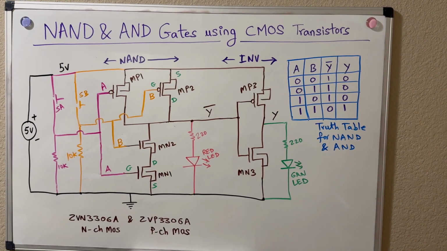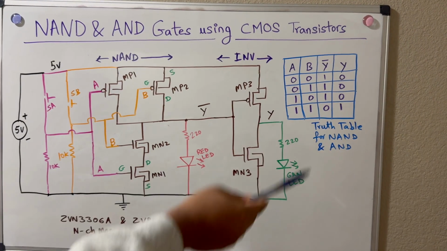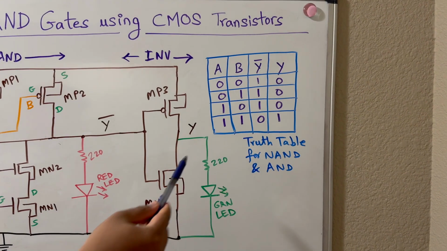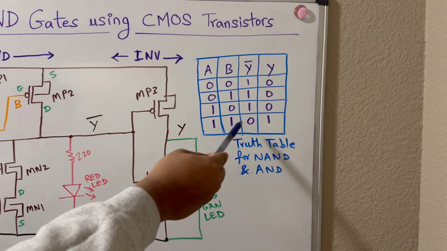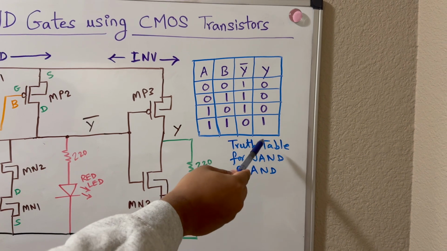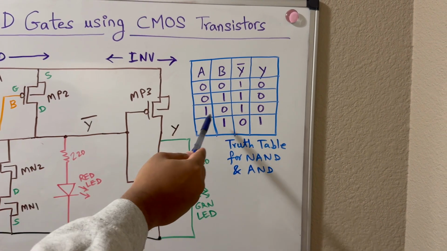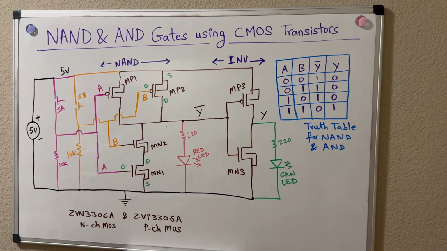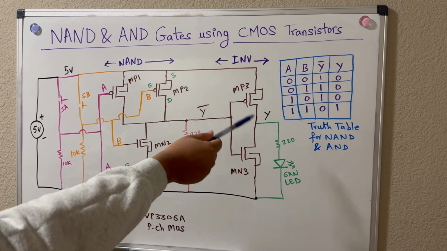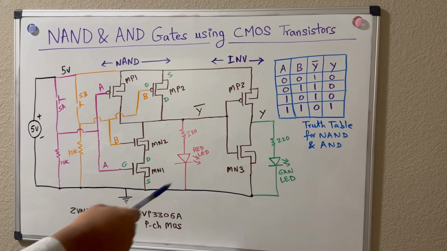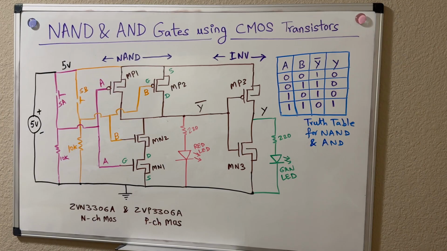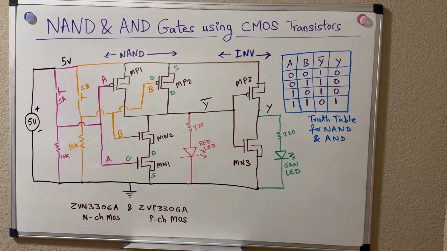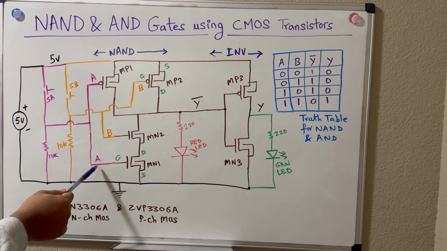So that's the truth table for both of these. For the AND gate, both signals need to be high in order for the output to be high, and then in any other case, it will be low. And then the NAND gate is just the opposite of that. So if any one of them is low, the output will be high. That's that red LED.